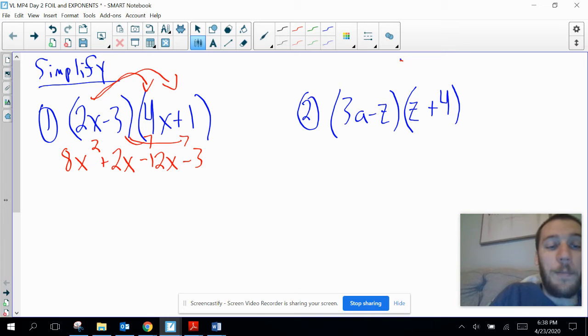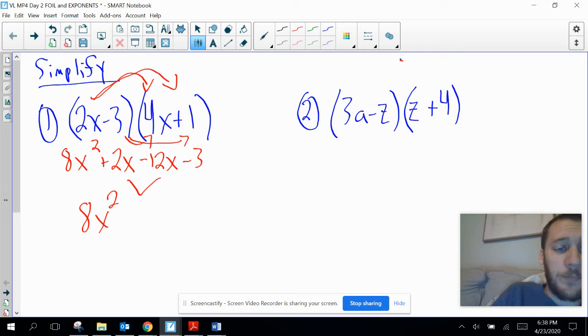We're always going to look to combine like terms. So x squareds go together, x's go together, any numbers go together. If you got some letters in there, we just put the common terms together. So final answer, we got 8x squared, 2x minus 12x, that's negative 10x, minus 3.